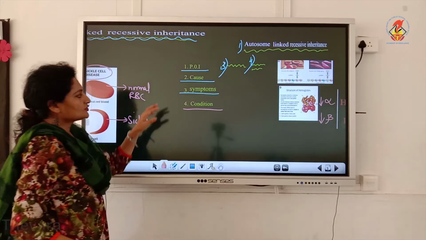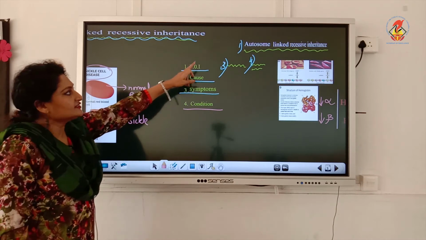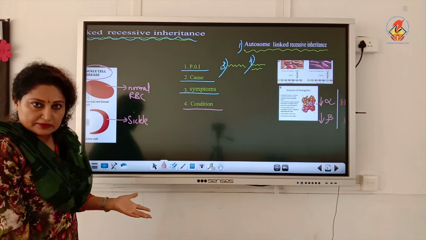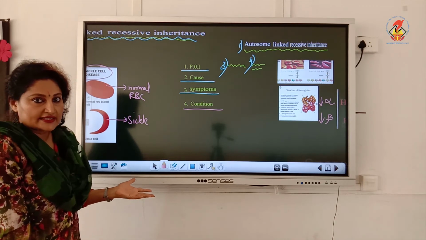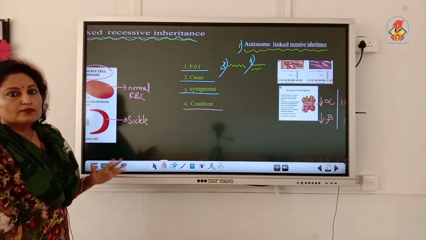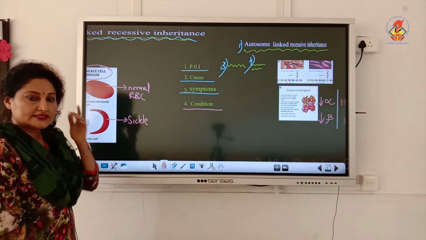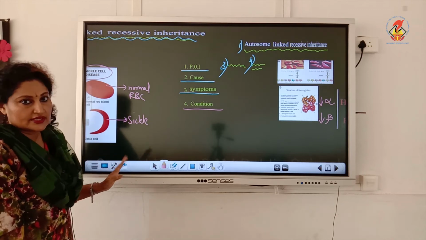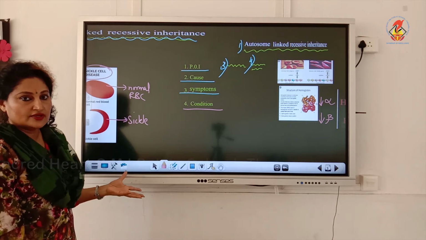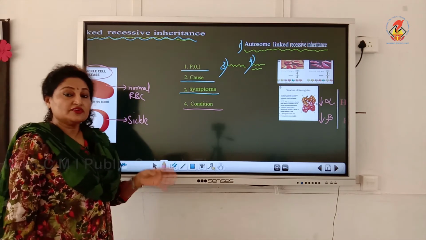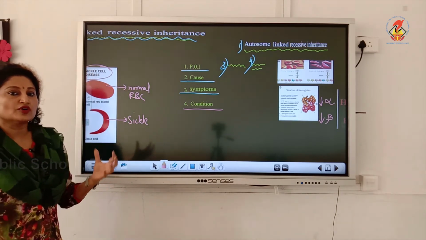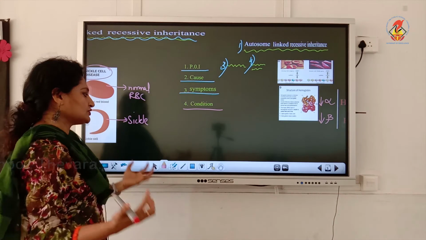But once again, the pattern of inheritance is autosomal linked recessive inheritance. The cause is mutation. The symptom is anemia. Anemia is a lack of oxygen carrying capacity and therefore the person gets easily tired. And lastly, in both cases the shape of the RBC is distorted. In sickle cell anemia, it's sickle shaped. In thalassemia also, it's distorted. The reason is a defective hemoglobin. Because the hemoglobin has become distorted or defective, the oxygen carrying capacity of hemoglobin has also decreased.